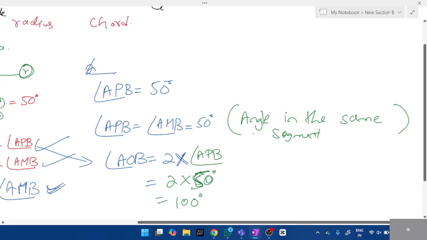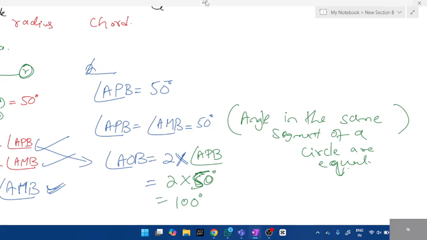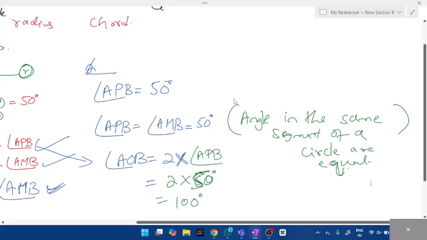Both are inside the circle. So angles formed in the same segment, both are segments. Angles formed in the same segment of a circle are equal. This is the reason you have to write. Angles in the same segment of a circle are equal. All of you will make a note of this.